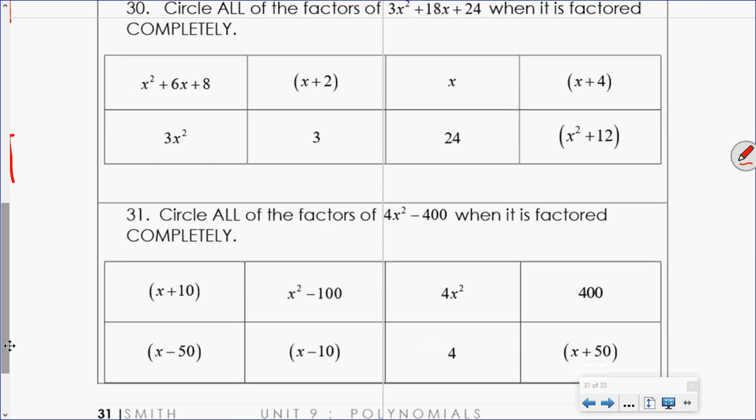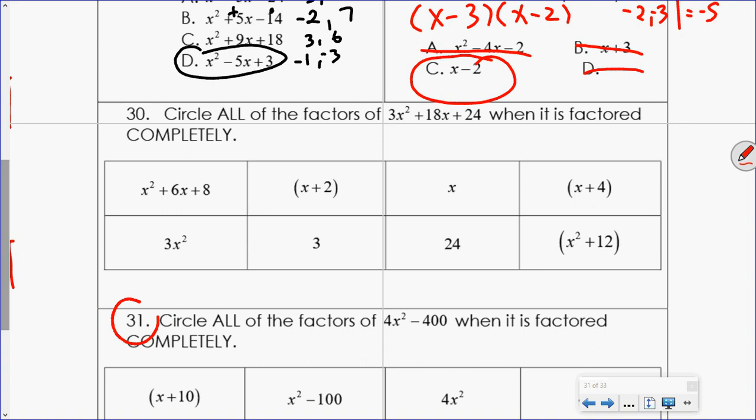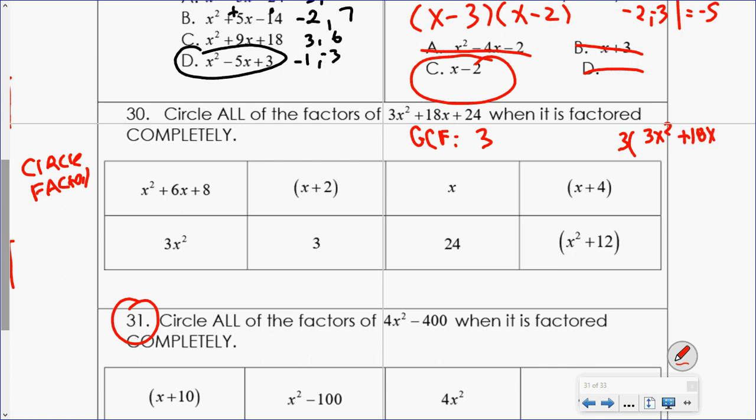So for the last two, 30 and 31, you're going to factor out the greatest common factor and then circle those greatest common factors as you go through the problem, okay? So first, the greatest common factor here, the GCF, is 3. There's no x to divide out, so 3 parentheses 3x squared plus 18x plus 24. So divide by 3.